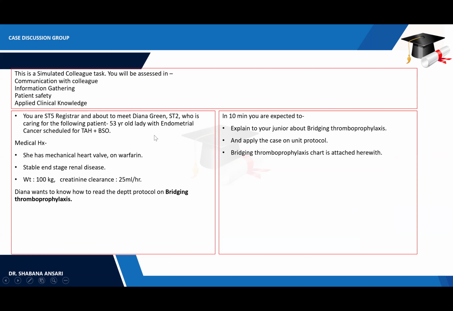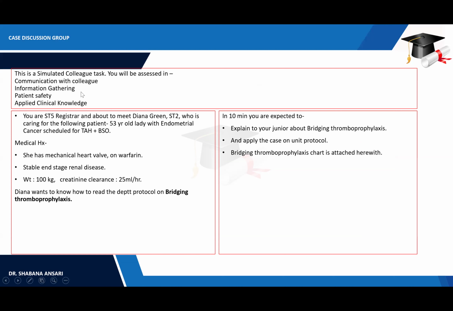Since we are talking about the bridging, and this lady is having endometrial cancer, also a mechanical heart valve, and creatinine clearance is less, we can involve our other colleagues, consultants, like your nephrologist, cardiologist if needed, the surgeon who will be operating. If an oncosurgeon is there, yes, we will involve him, and the specialist nurse, the pharmacist in the bridging clinic is very, very important.